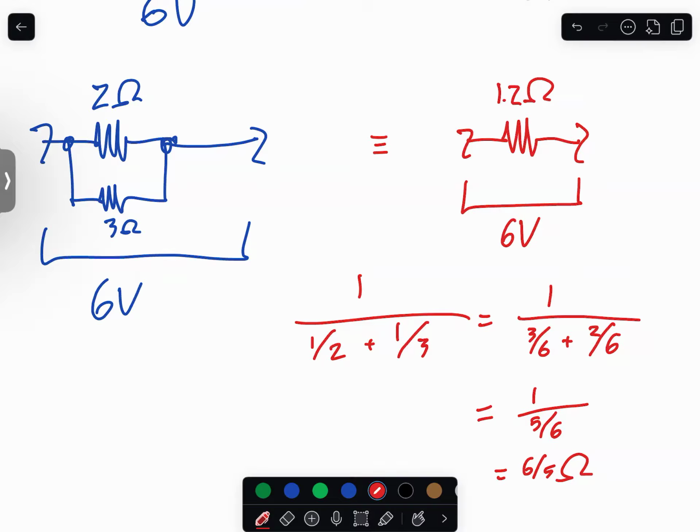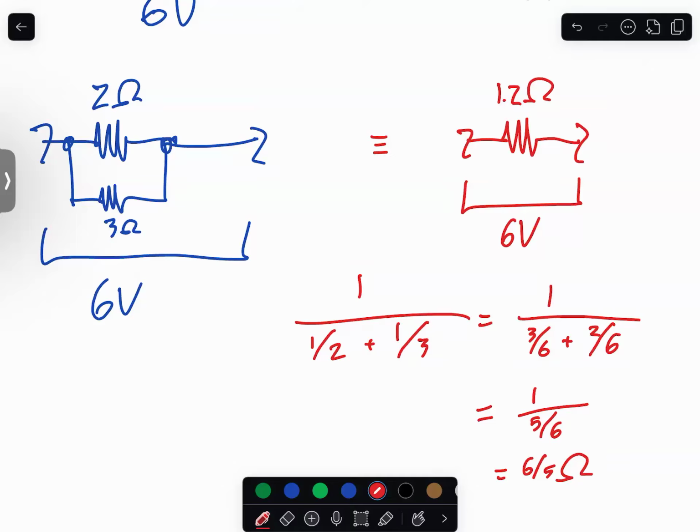Why not? Because current has a choice. Current has 2 highways to go through. You get more total current, and less total opposition to flow if you've got more lanes, right? If I have a freeway and then I put another freeway beside it, I've got choices. The total traffic jams will be less if I offer more choices. So does the total resistance get bigger or smaller in parallel? Smaller. Adding another lane, you always get less opposition, less jams. You're letting more cars through.